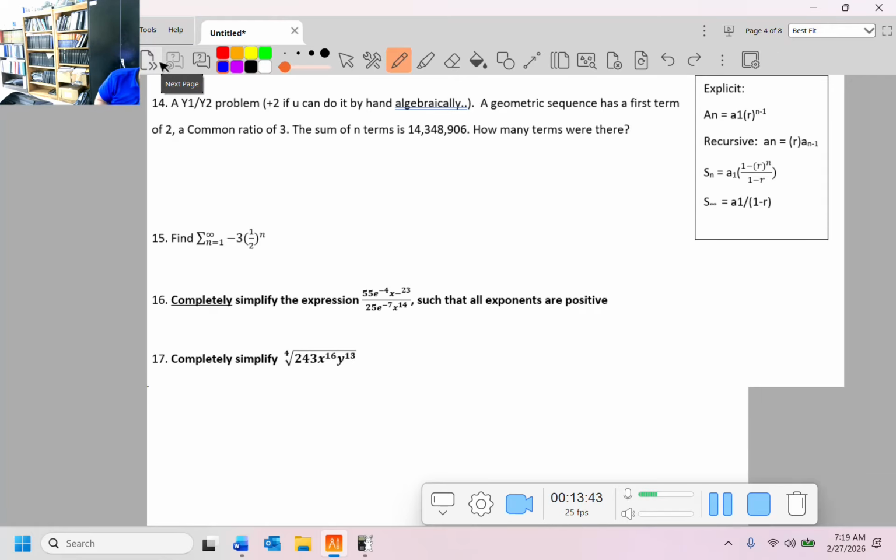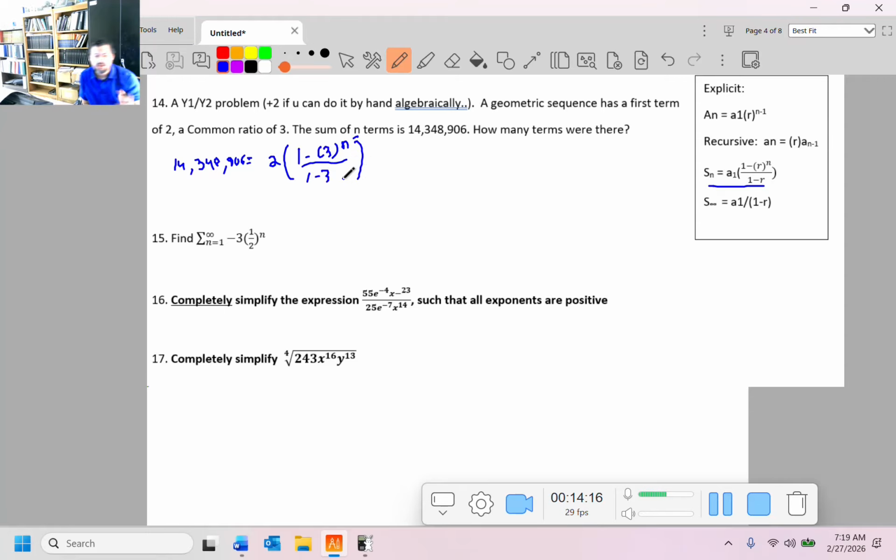All right. Here we have a y1, y2 problem, plus 2 if you can do it algebraically. A geometric sequence has a first term of 2, a common ratio of 3, and the sum of n terms is 14 million and some change. How many terms were there? So here's the setup. We're going to use this guy right here. 14,348,906 is the first term of 2 times 1 minus the ratio of 3 to the n power, because I don't know what n is, over 1 minus 3.